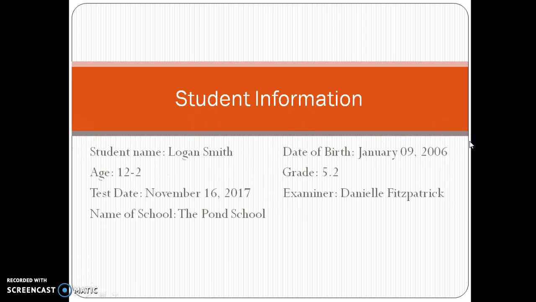The student information. I did a student named Logan Smith. His age was 12/2. The test date was November 16th of 2007. The name of the school was the Pond School. The student's date of birth was January 9th, 2006. He's in the 5th grade, the 2nd month, and the examiner was Danielle Fitzpatrick.